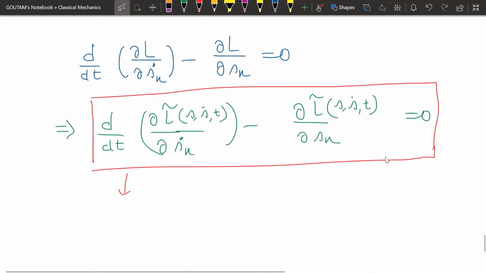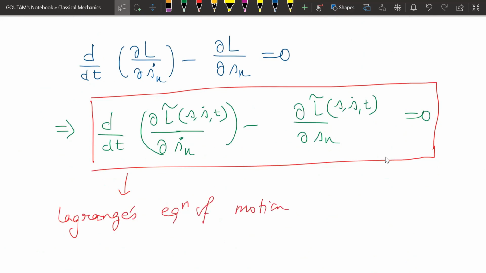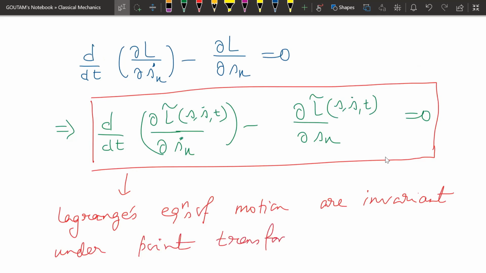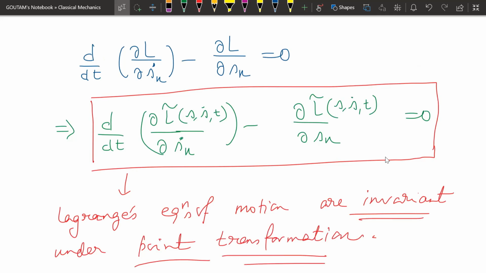It means Lagrange's equations of motion are invariant under point transformation. Invariant under point transformation. It's a very useful property of the Lagrangian.